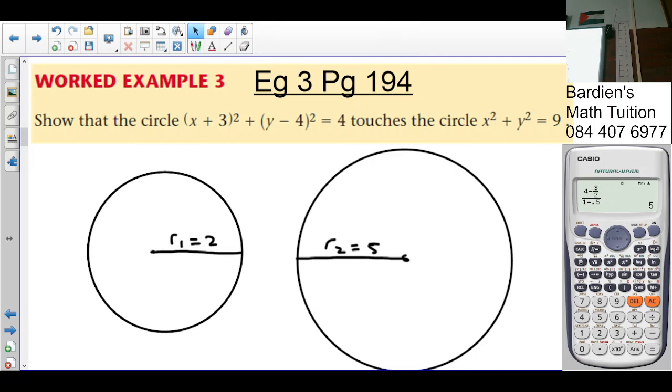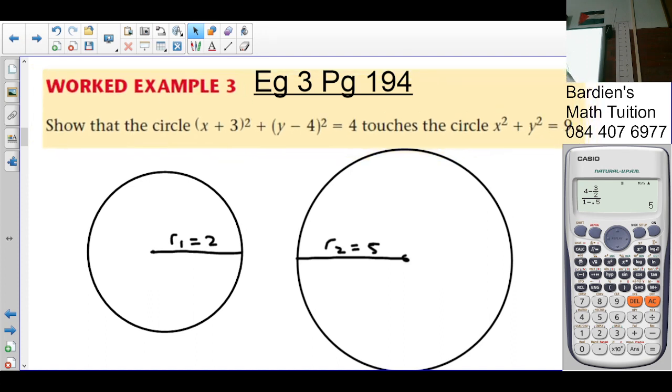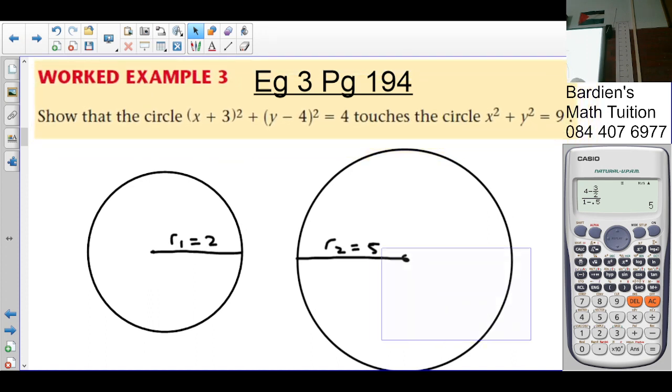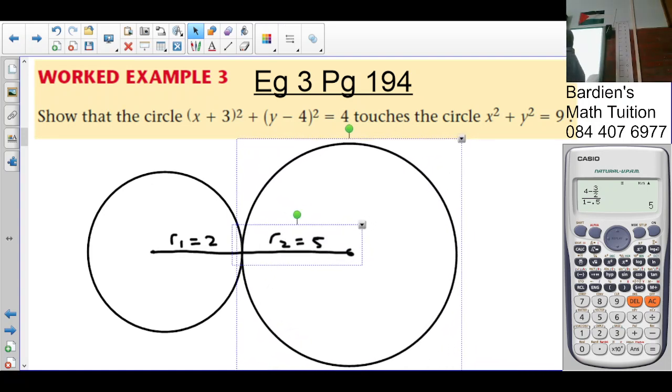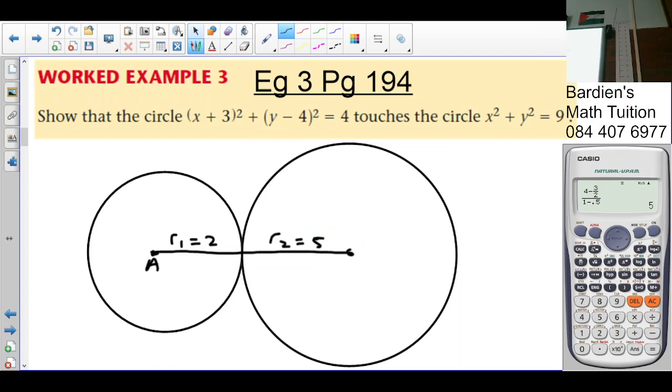So, if you have a case where these circles touch each other like that, okay? Let's say this is A. The center of the circle we call A, and the center of the other circle we call B. If R1 is 2 and R2 is 5, what would the distance AB be? 7. Not so? So they're touching each other at one point only.